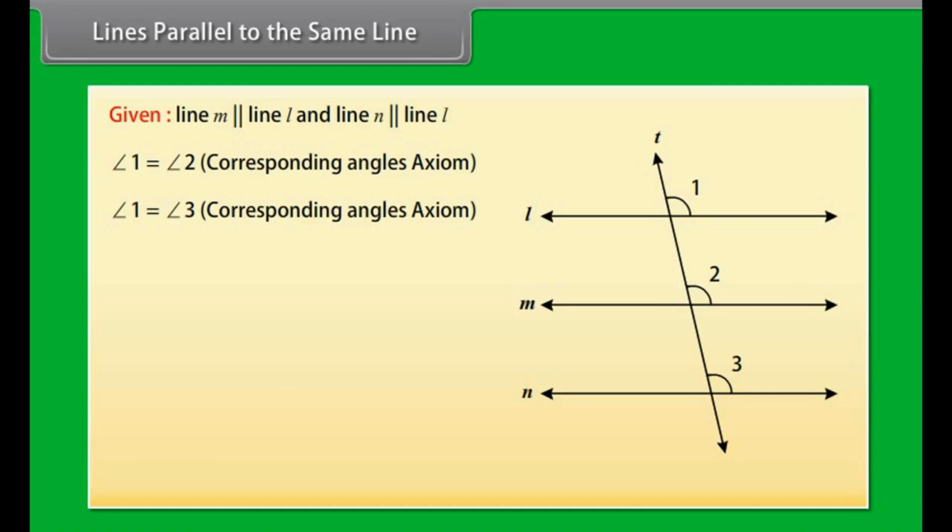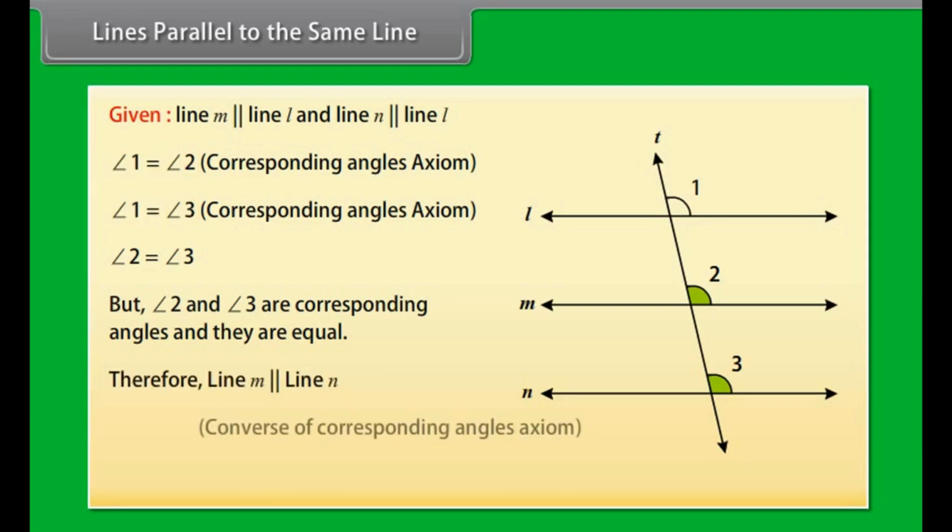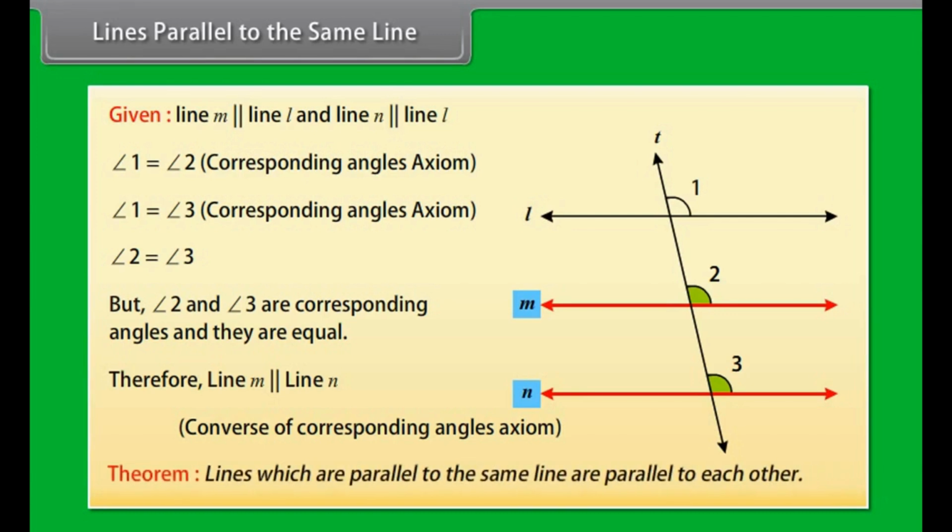So from these two, we can say that angle 2 is equal to angle 3. But angle 2 and angle 3 are corresponding angles and they are equal. Therefore, by using the converse of corresponding angles axiom, we can say that line M is parallel to line N. And this result can also be stated in the form of a theorem. Lines which are parallel to the same line are parallel to each other.